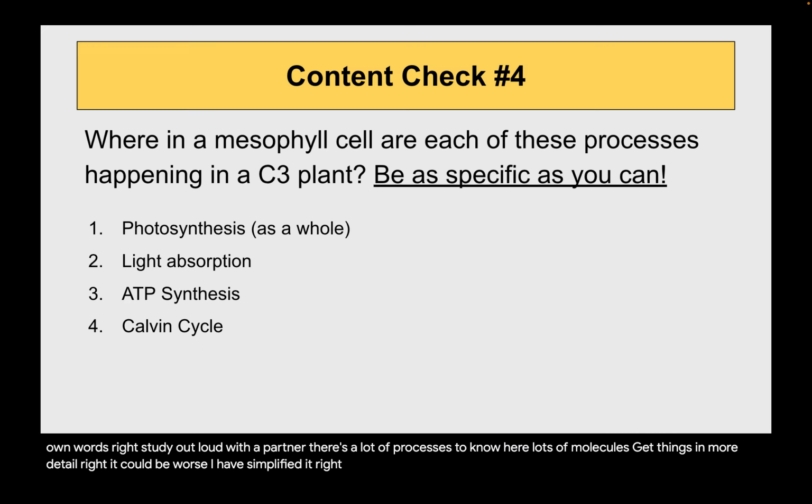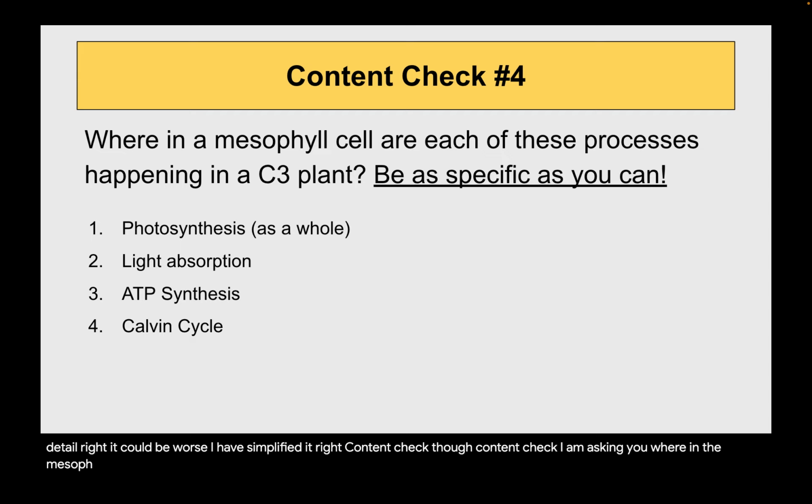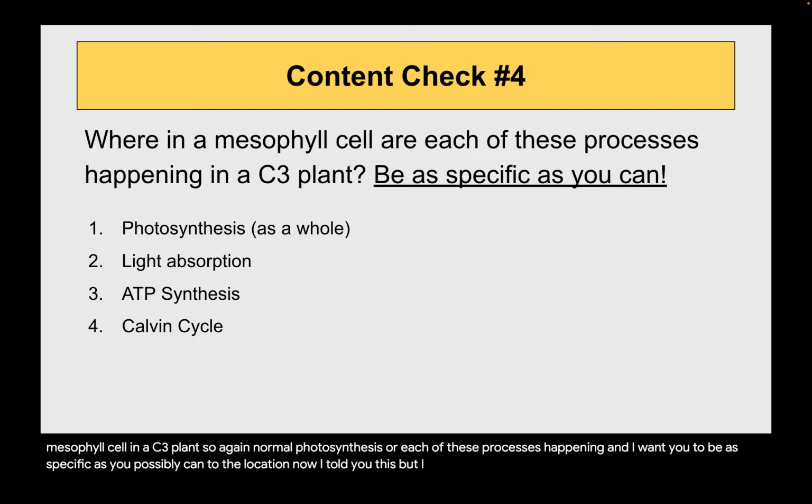Let's get on to the content check, though. Content check, I am asking you, where in the mesophyll cell in a C3 plant, so again, normal photosynthesis, are each of these processes happening? And I want you to be as specific as you possibly can to the location. Now, I told you this, but I forgot to tell my other class where the Calvin cycle happens, so I'm going to give you this answer.